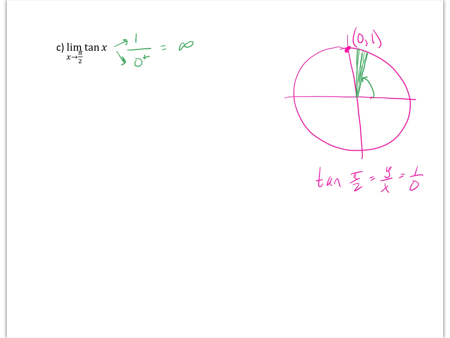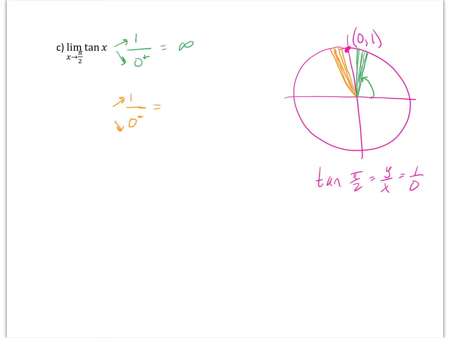from this side, right? I can also approach pi over 2 from over here. So here's an angle that's a little bit bigger than pi over 2, and we can get closer and closer to pi over 2 from this side. The y value is approaching 1. The denominator is also approaching 0, but these x values are negative, right? To get to this point right here, you go left and then up. So the x coordinate of this point is negative. So they are getting closer to 0, but they're going through negative values.